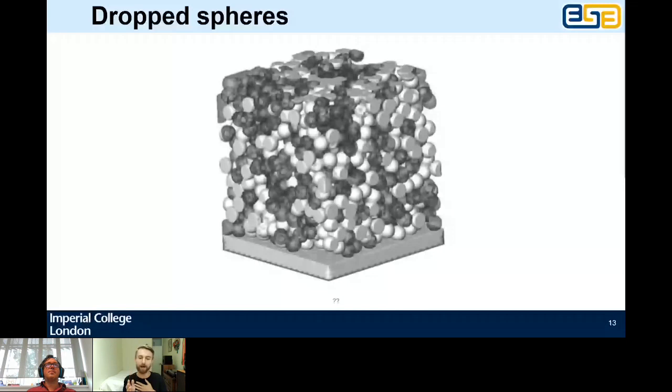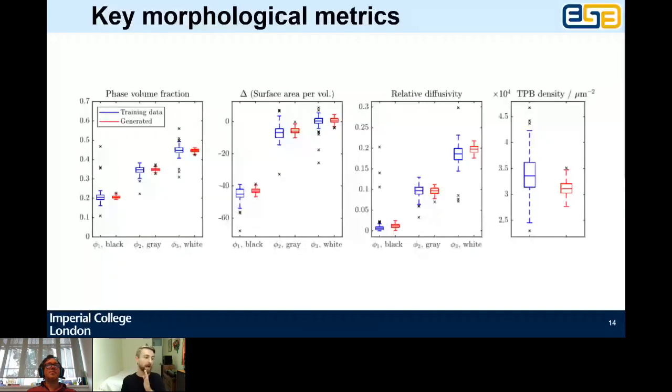So how does our microstructure that we generated compare to the training data that we obtained? And you can see from these diagrams of key metrics, volume fraction, surface area, tortuosity factor or relative diffusivity, triple phase boundary for the sake of quantifying it, they're very similar indeed. And in fact, we've had new training methods now since then, because the machine learning community is moving very quickly, that have enabled us to explore the variability between samples to increase that variable range even more.